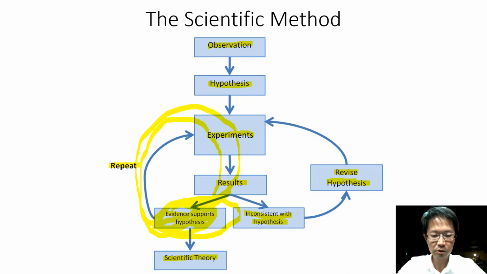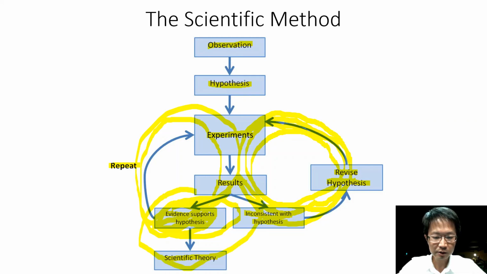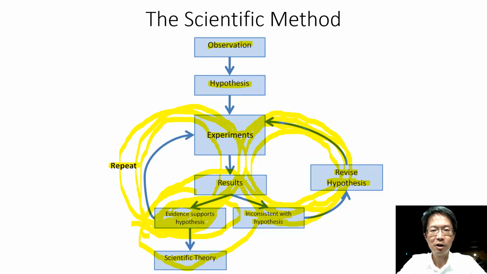Otherwise, they will have to go around this loop. If they keep getting data that is not supporting the hypothesis, then they will have to keep on revising the hypothesis or repeating the experiment or revising the experiment until they get to this point. Until they get to this point, they will continue to repeat until they can form a theory. So that's the way scientists do research. And that's why it takes a long time to do research.